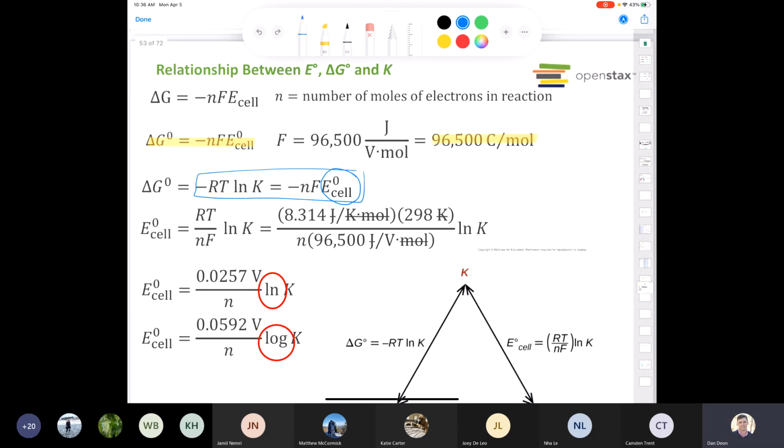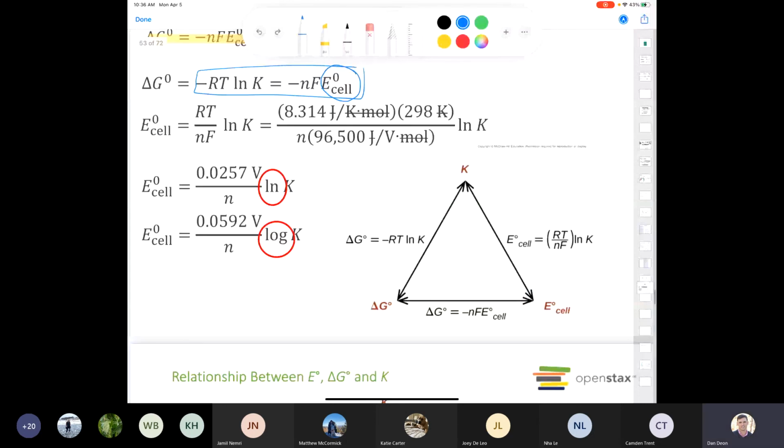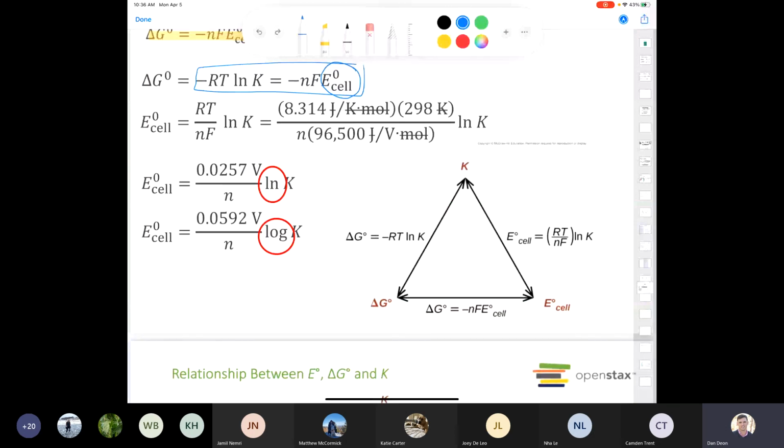Now, when I plug in the numbers for R, which is a constant, Faraday's constant, which is a constant, and temperature, which we're going to perform or have our galvanic cell set up at 298 Kelvin, I can simplify it to E cell is equal to 0.0257 volts divided by n multiplied by the natural logarithm of the equilibrium constant.